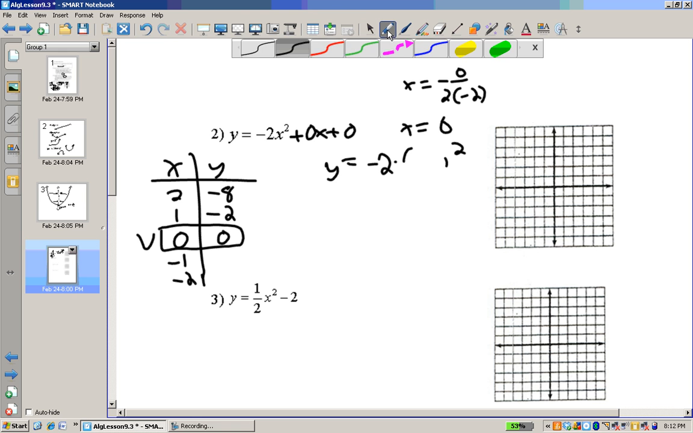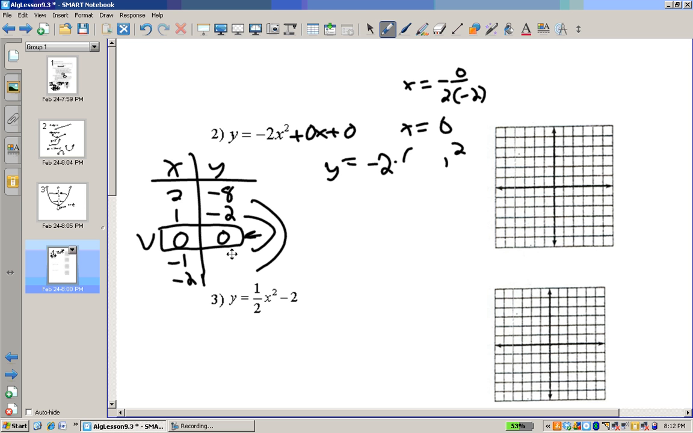And if things have worked out correctly, we should have that symmetry. So this should be a negative 2. This should be a negative 8. But I do want to check to make sure. Negative 2 times negative 2 is 4, times negative 2 is negative 8. So the symmetry is working. This is good news. My vertex is 0, 0.